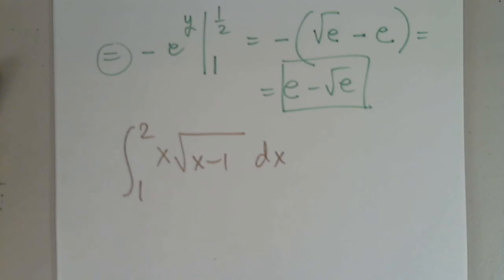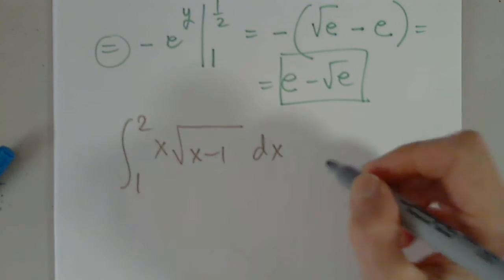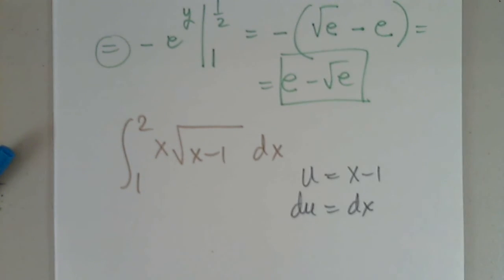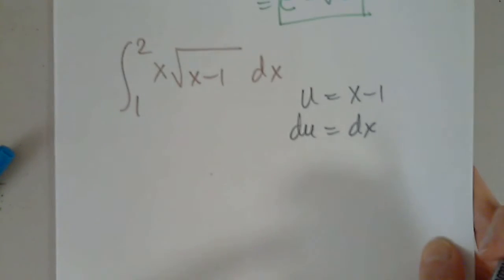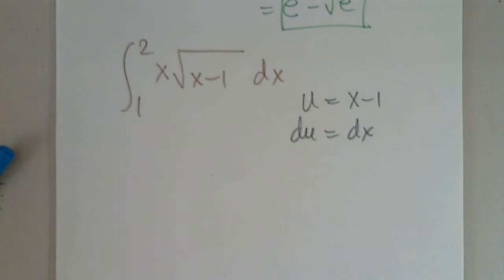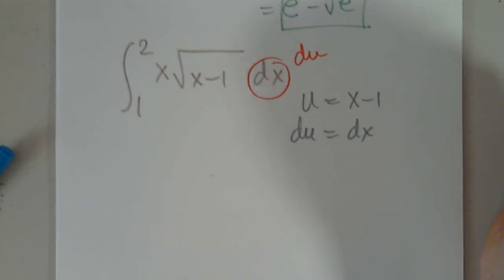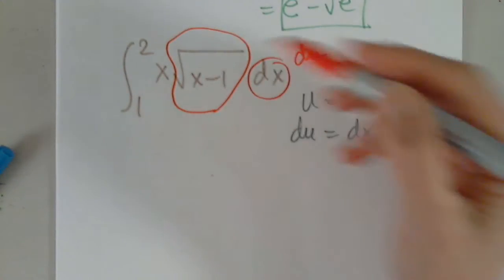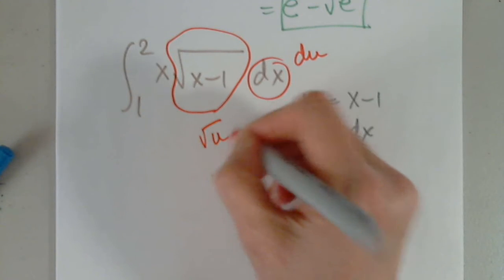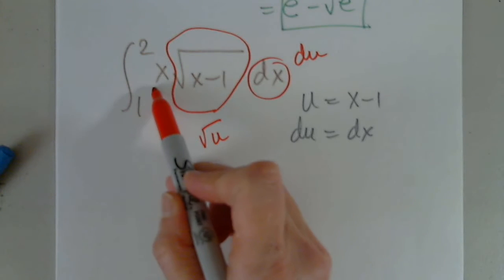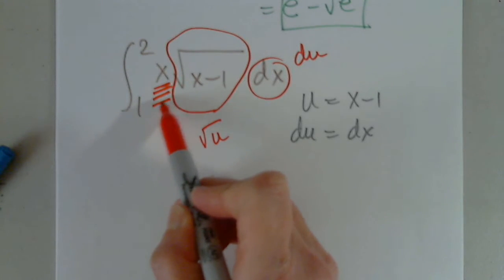So what do you think we should choose this time? x minus 1. Exactly. So let's use u this time. As long as du is in the problem, yes, it is. So careful now. There is no problem. This is my du. I know that this is the square root of u. So that's no problem. I do have an unaccounted for x in front.